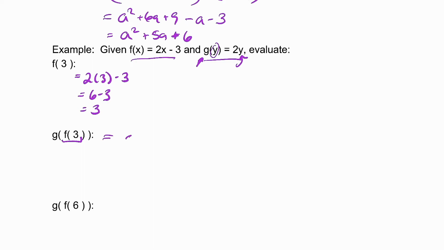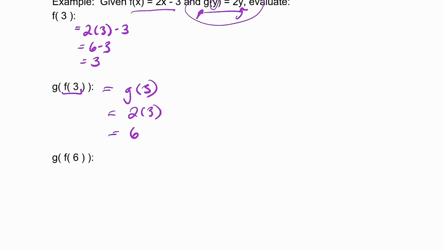So this is really the same thing as g of 3, because f of 3 is equal to 3. Now we have to go back to our definition of g of y. So in this case, that's going to be 2 times 3, which is 6.